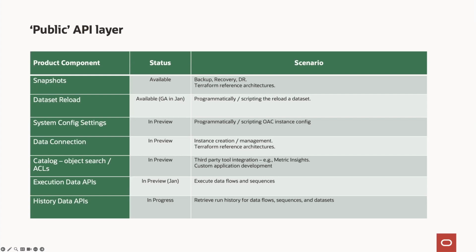We're also working on some endpoints to retrieve run history for data flows, sequences, and data sets, but these are not yet available. I expect that they'll be available within the next few months. There are also some catalog APIs that are in preview, I believe, as of November. With these you can copy certain catalog items, retrieve access control lists, move the catalog items, etc. These are quite extensive, and they are available as of November.